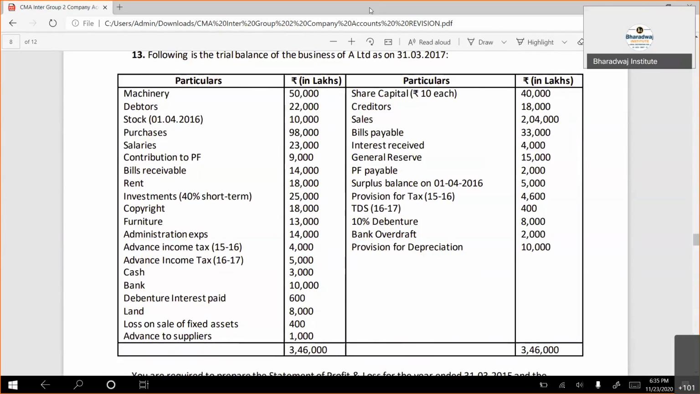Read the problem fully, then we will solve. Identify different items where those things will come, then we'll work out.